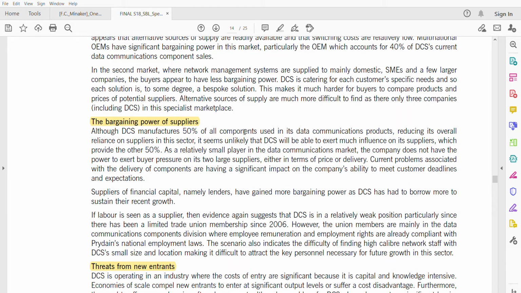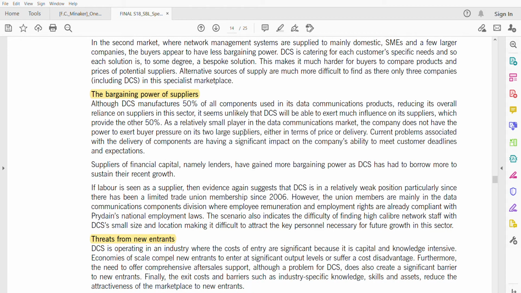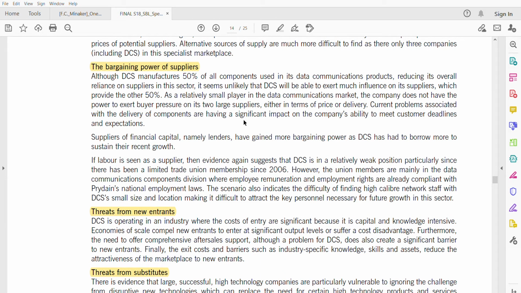Okay, so now let's go to the bargaining power of supplier. Although DCS manufactures 50% of all components used in its data communication products, reducing its overall reliance on suppliers in this sector. So that means DCS itself is manufacturing 50% of the components which they are using. That means this is reducing the reliance on the supplier.